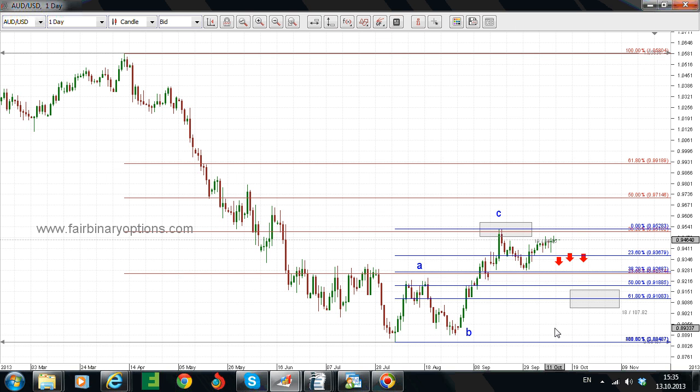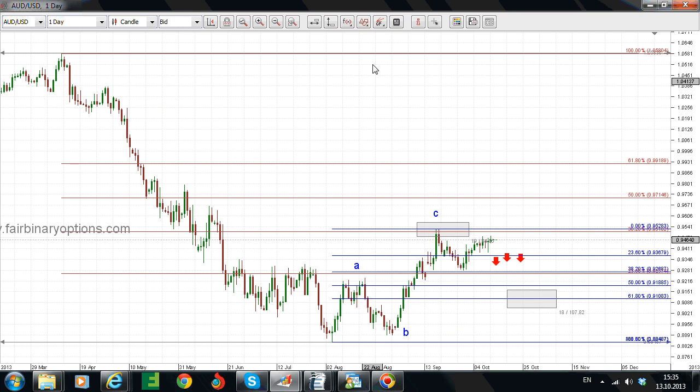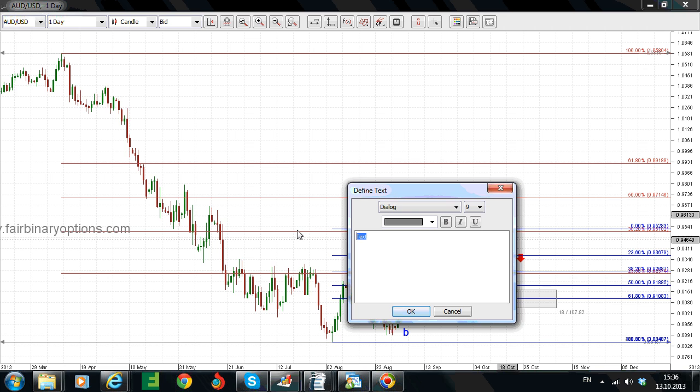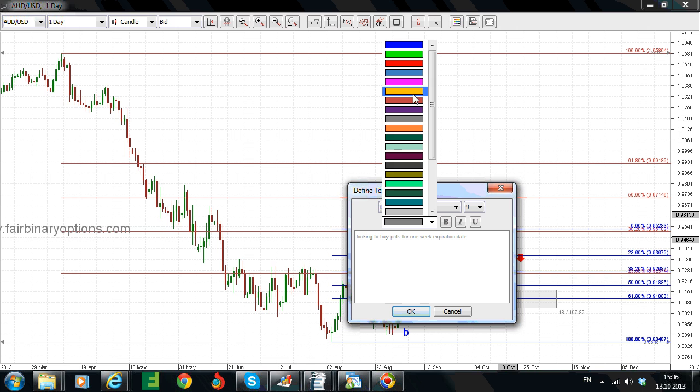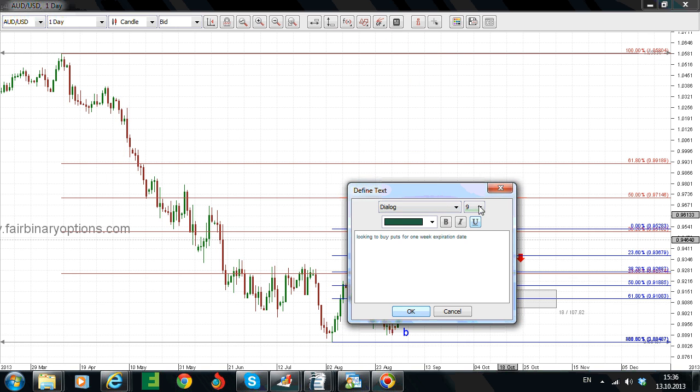Because this is a daily chart, buying puts will imply an expiration date of at least 1 week, or end of week. So let's just write here our plan. We're looking to buy puts for end of week, 1 week expiration date, and this should be done, attention, only when and if the 38.2 is going to be broken.